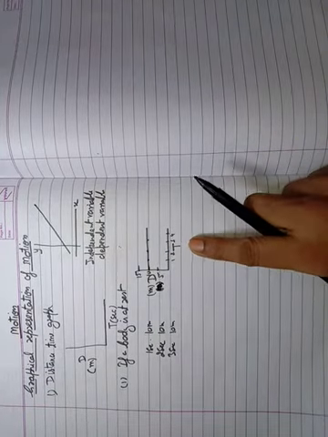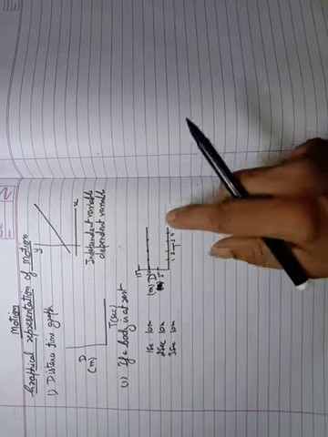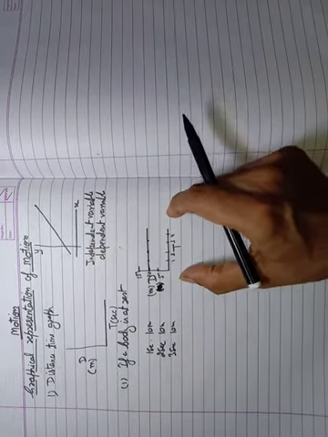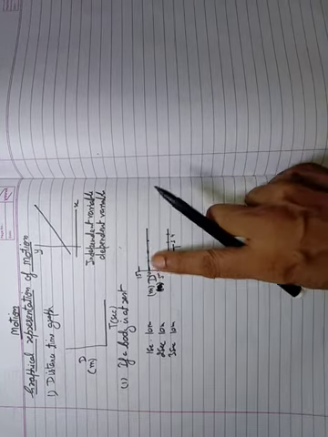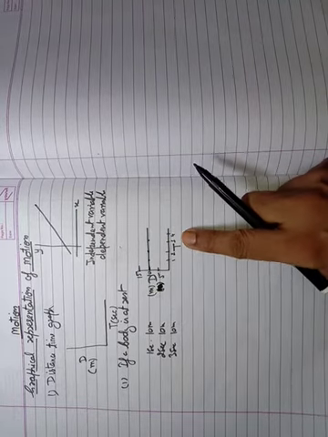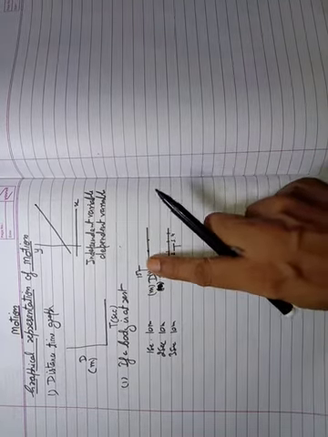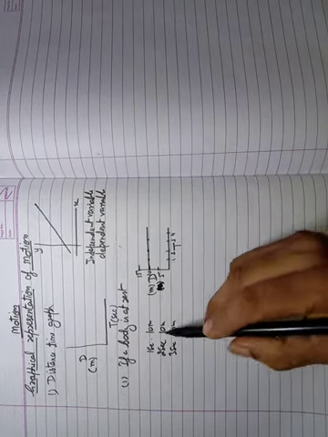If a distance time graph is a line parallel to the time axis, it represents that the body is at rest. So you can write: a line parallel to the time axis in a distance time graph represents that the body is at rest. How will you find the speed of the body?